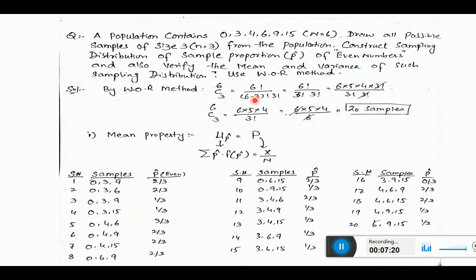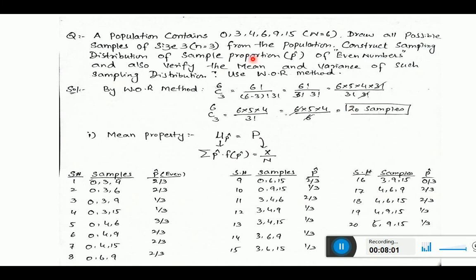6 combination 3 is 6 factorial divided by 6 minus 3 factorial and 3 factorial. Here 6 minus 3 factorial is 3 factorial, so the 3 factorials cancel out, and you only have 6 multiply 5 multiply 4 divided by 3 factorial, that is 3 multiply 2 multiply 1, which is equal to 6. That 6 cancels with the 6, so you only have 5 and 4. So 5 multiply by 4, you will get a total of 20.